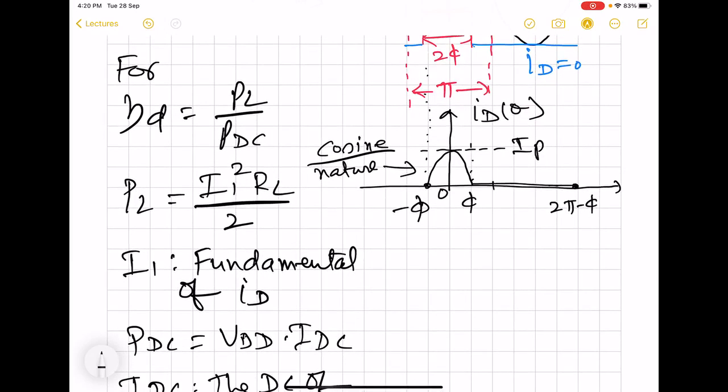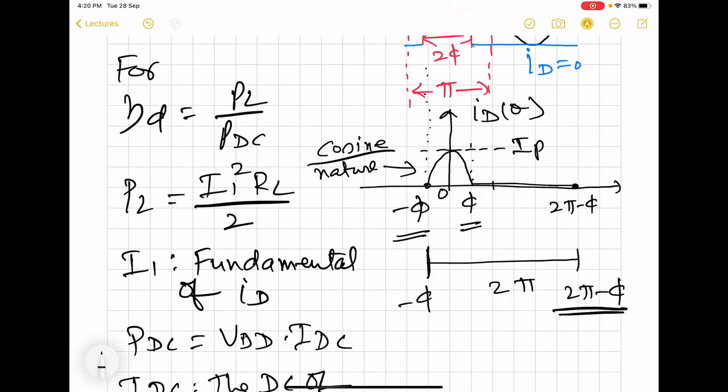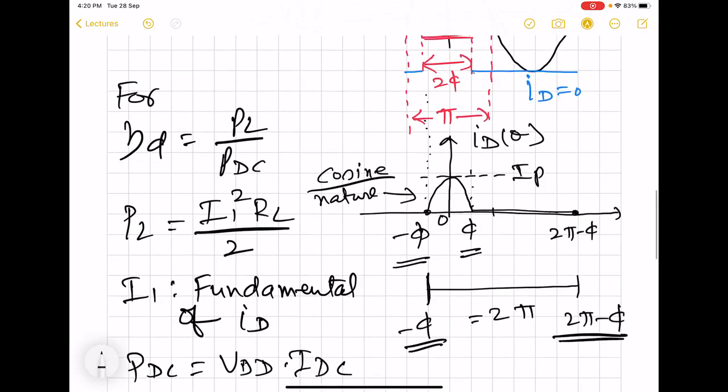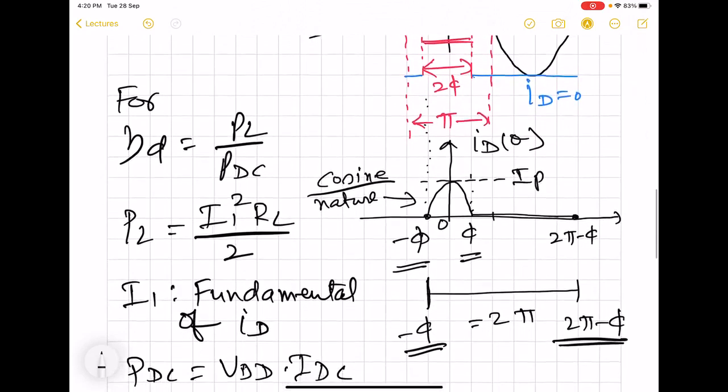Yes. See, here you can see that the drain current is non-zero from minus phi to phi. And we know that the period is always equal to 2 pi. So if you start counting from here, then you have to take a range equal to 2 pi. Total range has to be 2 pi. So if the starting point is at phi, the other point has to be 2 pi minus phi, so that the difference of this and this point is equal to 2 pi. Right? Okay.